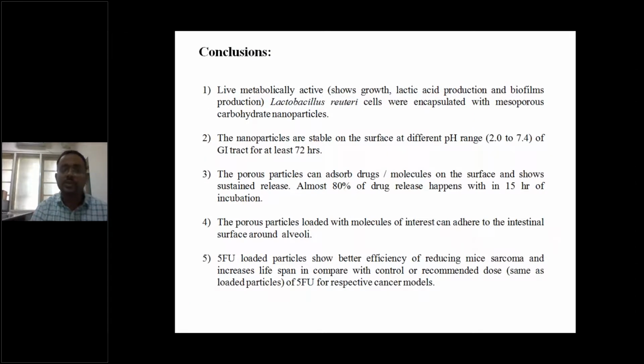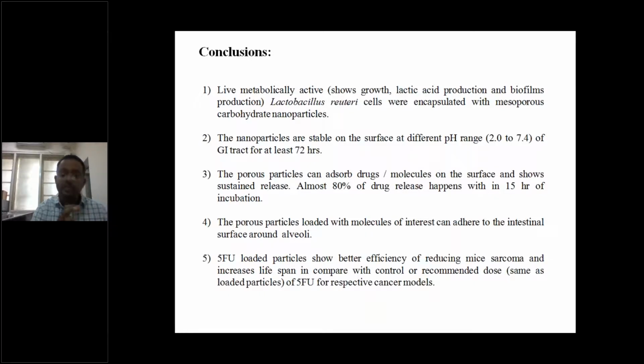So what we can conclude from this data is that when we put those particles on the bacterial surface, in living condition, and allow the bacteria to go and bind in your intestine or GI tract, it can release the drugs from there very efficiently. I'm not showing that release kinetics data or pharmacokinetics data right now because some of the data are still pending.